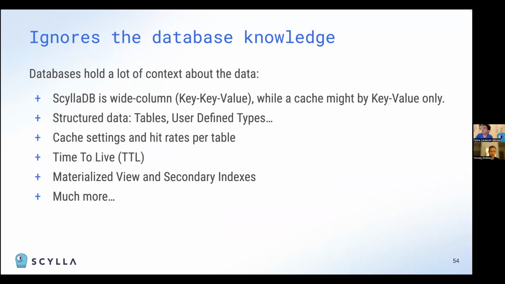And this one is actually an interesting one. It ignores the database knowledge. So even though several in-memory caches can support several data types, the reality is that this will not always be compatible with your database. Take ScyllaDB UDTs as an example. How should we represent this data in an external cache? This is yet another aspect that you will need to handle from your side.